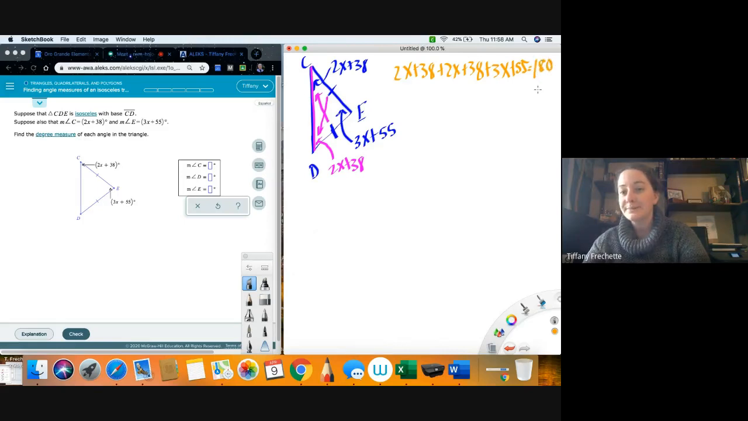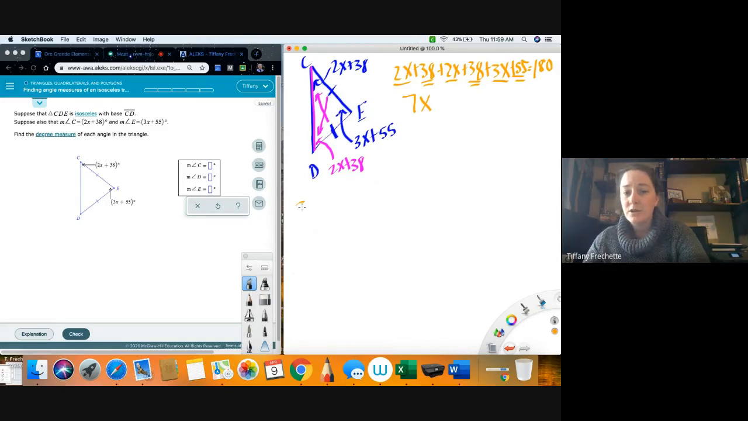180 degrees. If I have all three angles, even though, again, they're giving it to us in a funky way, I have all three, and I'm only using x, so I can solve this once I simplify. So first, I want to add my like terms here. So I have 2x and 3x, so I have 4, 5, 6, 7. I have 7x. And then I also have all these constants that I want to add together.